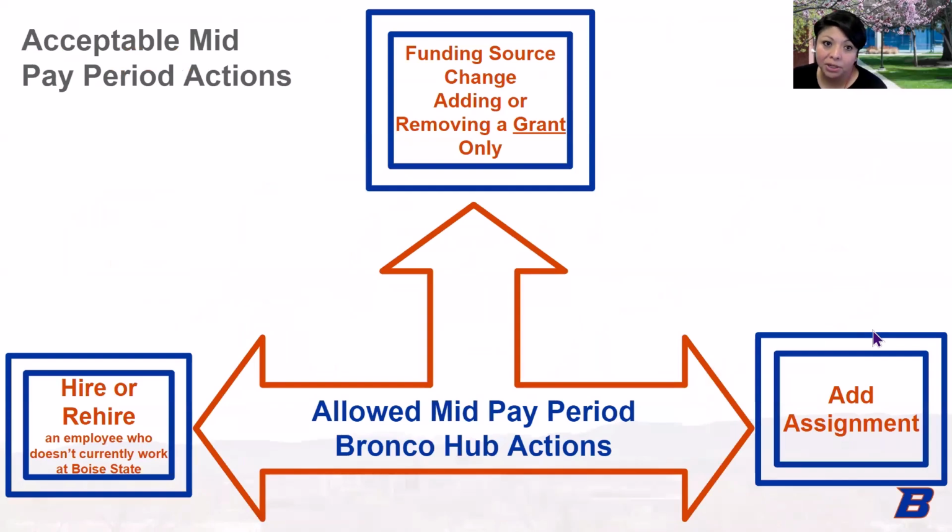The acceptable mid-pay period actions are very minimal. Hiring or rehiring an employee who doesn't currently work at Boise State, you do want their first day of work to be the first day that they're going to be there, even if it's in the middle of a pay period. Funding source changes that are adding or removing a grant fund only or an ad assignment. We do want to call out that with ad assignments, we need to make sure that we have the correct date. We cannot change the start date of an ad assignment. So if it needs to be backdated, we're kind of stuck. So please make sure we're using the correct first day worked for that.